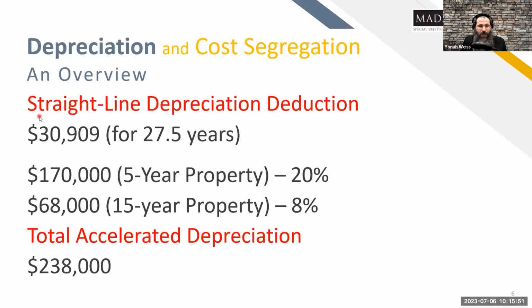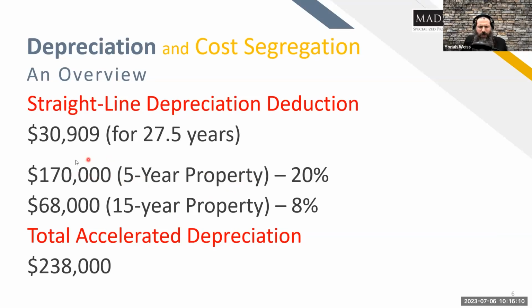So let's take a little example here. Let's take our example. We said straight line depreciation, remember, was $30,909, right? That was what it was without cost segregation, if you just did a simple depreciation. What we're going to do, and this is taken directly from our case study later on, we're going to allocate certain components. I'm going to show you in the next couple of slides what these components are.